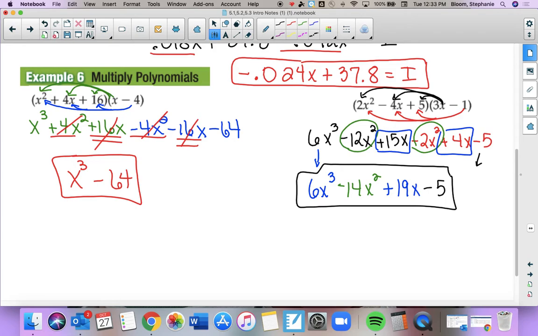Okay, is this what we got? 6x cubed minus 14x squared plus 19x minus 5. Yes? Okay. How are you feeling about add, subtract, multiply? Are we good? All right.